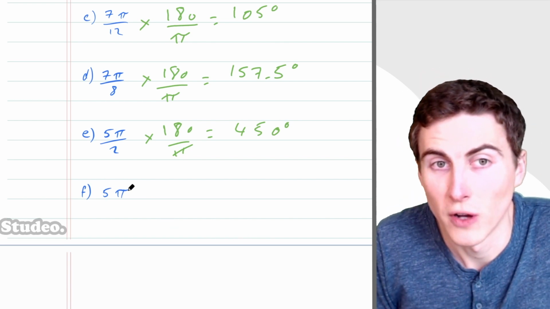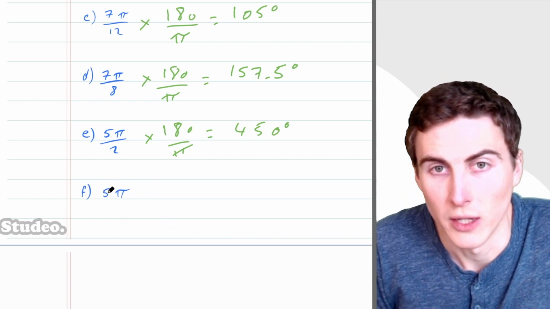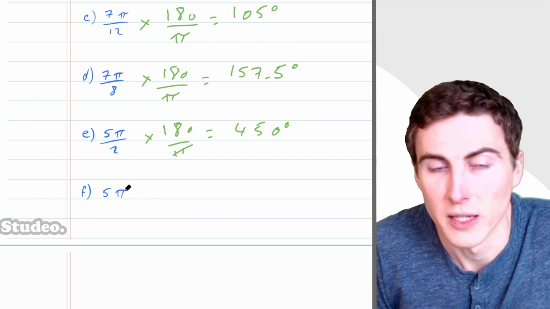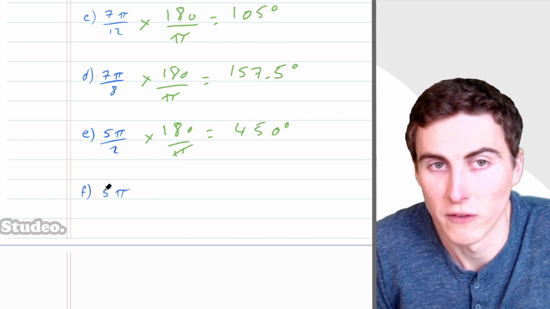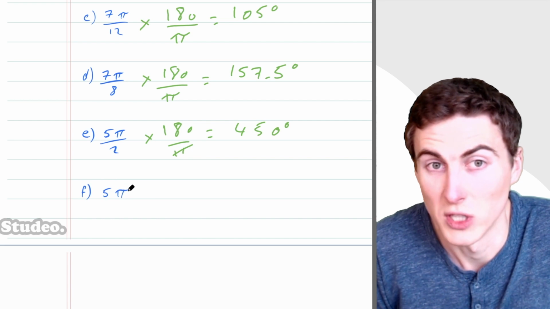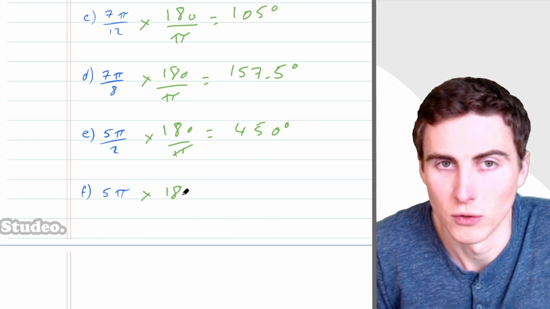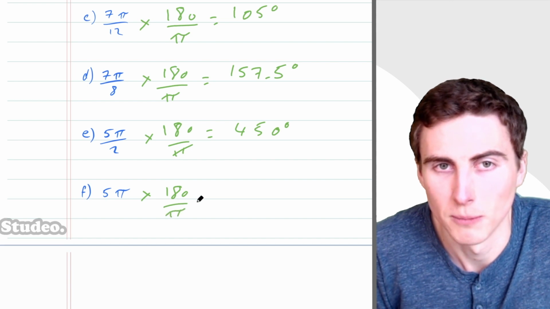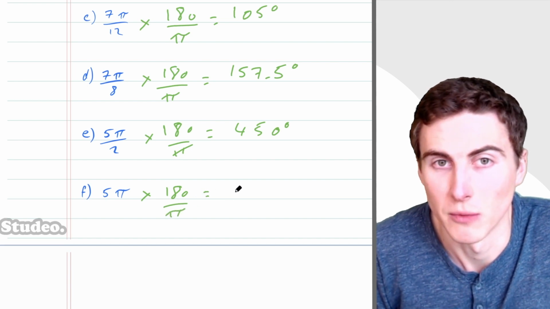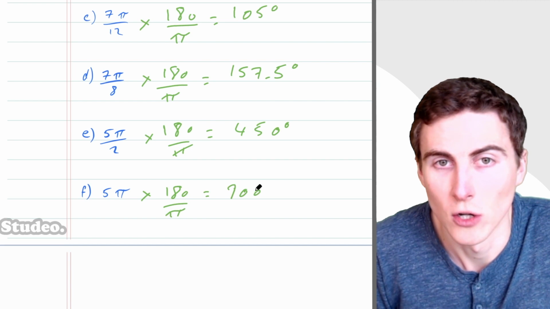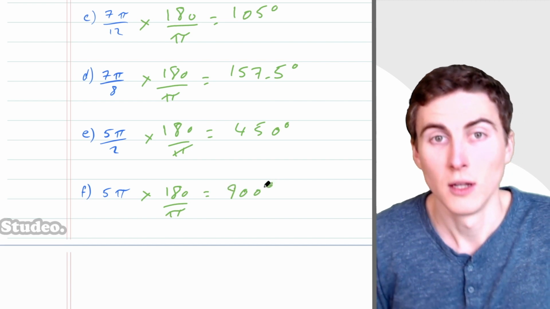This time though, it's just 5 pi. Whenever you see this, just think of that pi as being 180 degrees. So it's 5 times 180, which is 900 degrees. Or if you want to, you can just use the equation every time. Effectively, it's the same thing. And we get 900 degrees. And that's it.